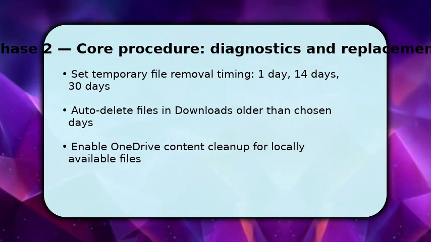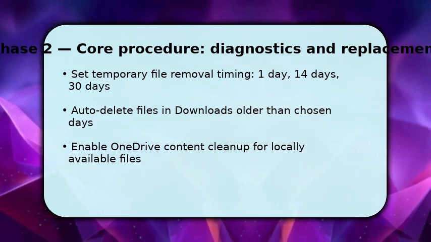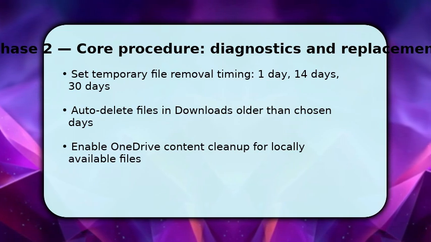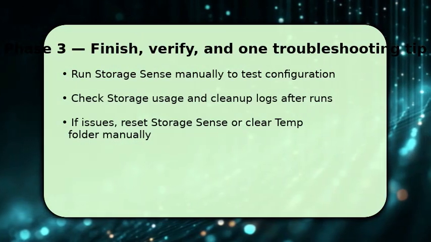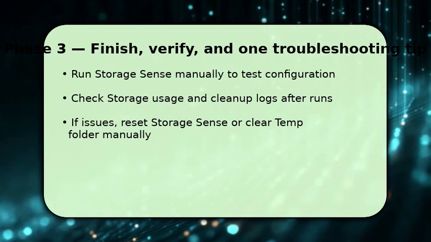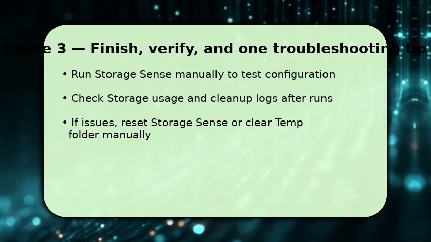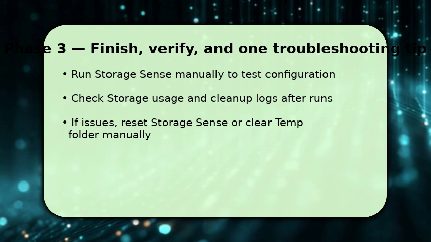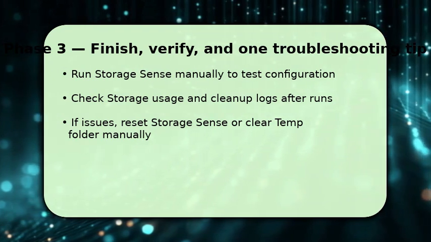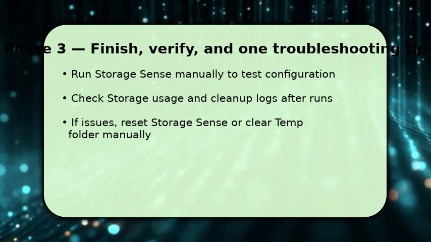Also enable OneDrive Cleanup to remove locally available files while keeping them in the cloud, which saves disk space without data loss. Finally, run Storage Sense manually to confirm settings and watch the first automated run. This validates your choices. Monitor storage usage in settings and look at recent cleanup results to ensure expected files were removed. If Storage Sense doesn't run or removes wrong items, first undo settings and run again.